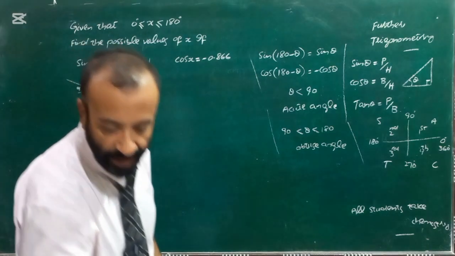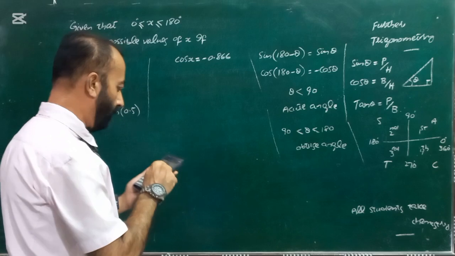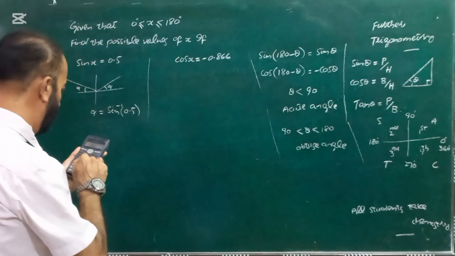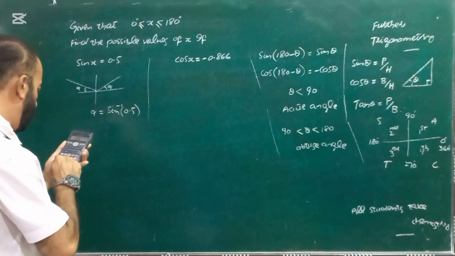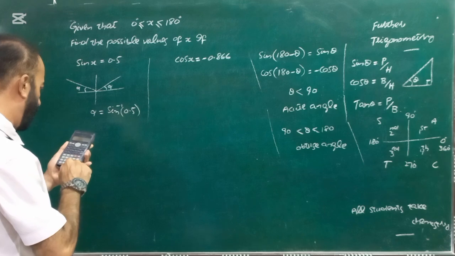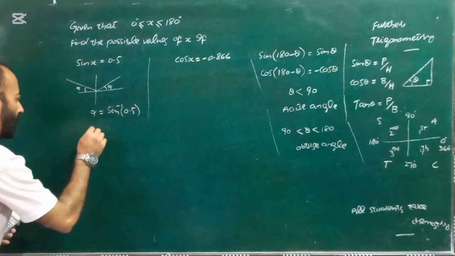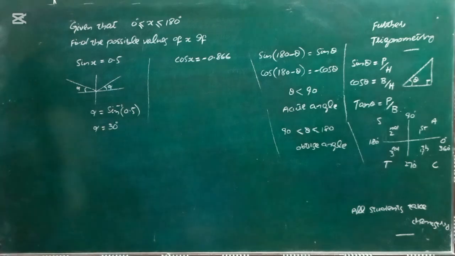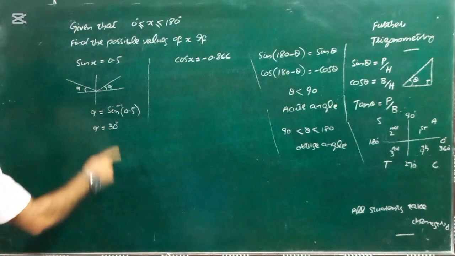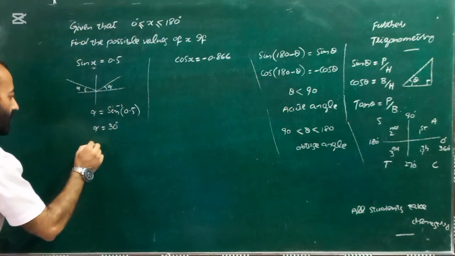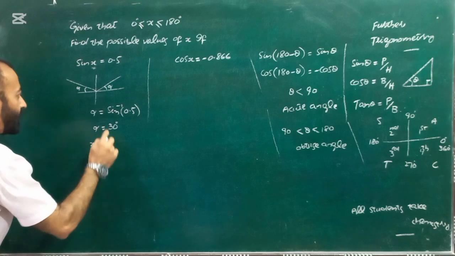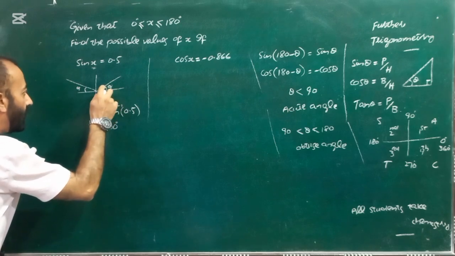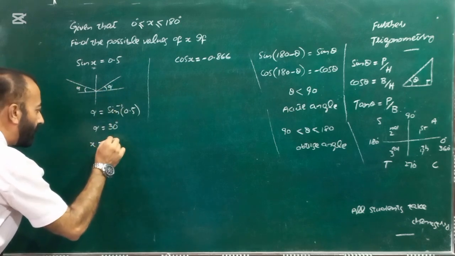So find it on the calculator. Sine inverse 0.5. The answer is 30. So the basic angle is 30 degree. Now again we will go to the original angle, that is x. So x is equal to this angle, that is 30 degree.